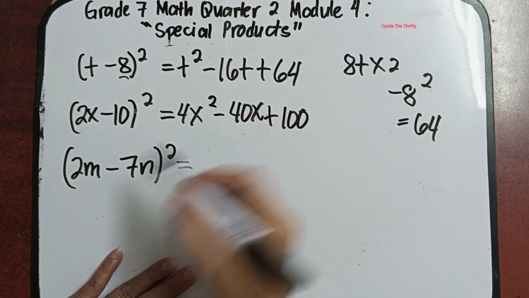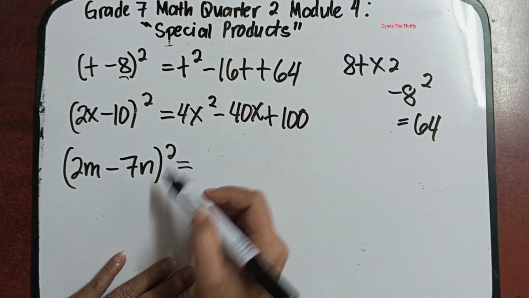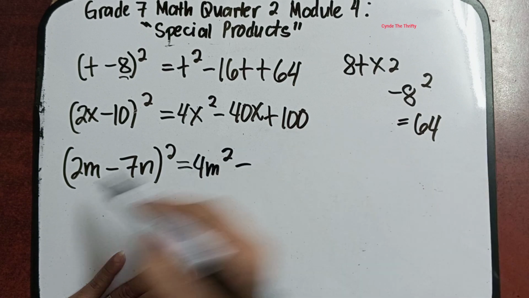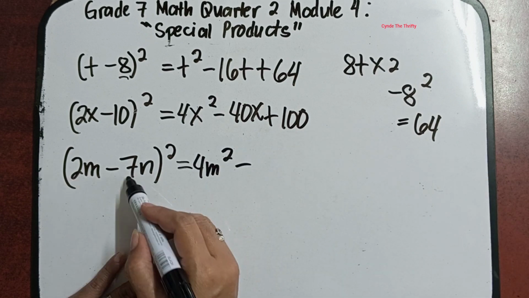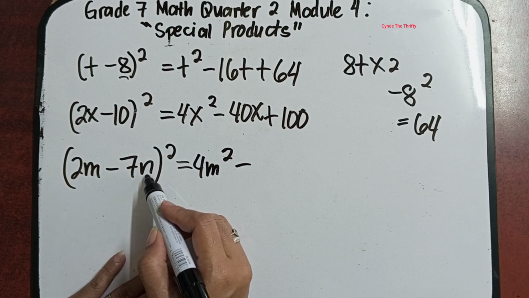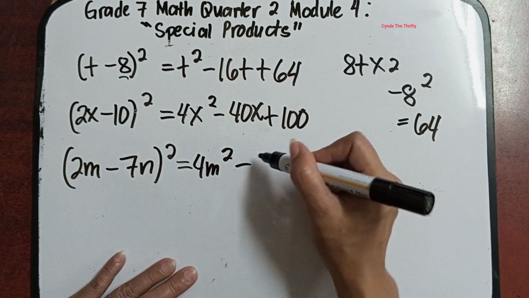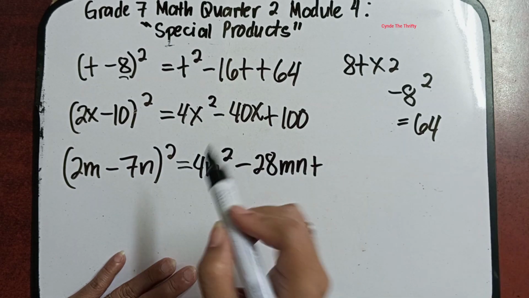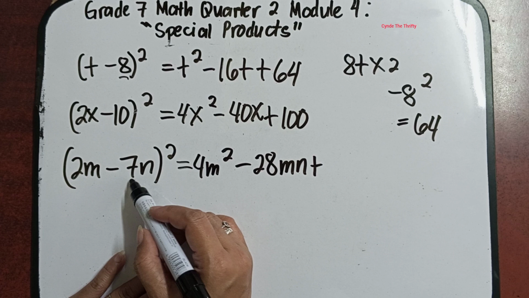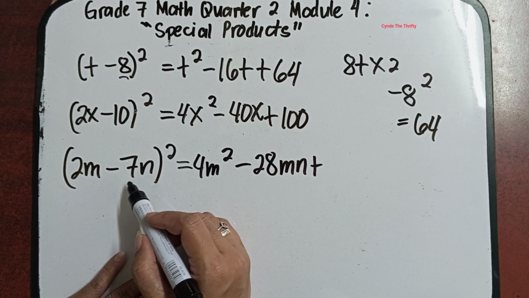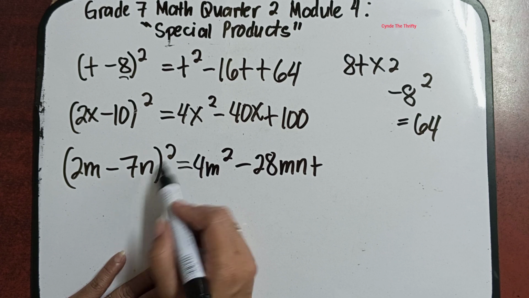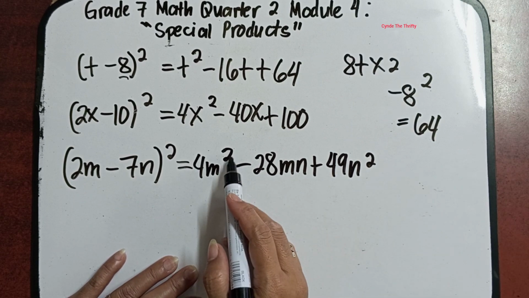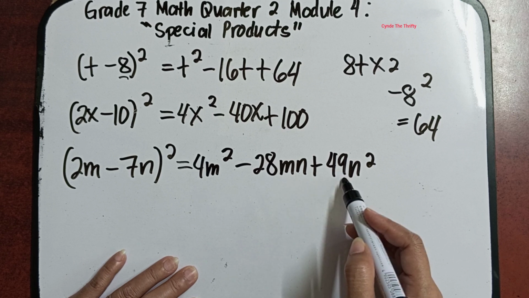Last example tayo, 2m minus 7n squared. Okay, so square natin si first term again. So, 2 times 2 is equal to 4m squared. Minus, i-multiply natin ang first term at second term. So, 2 times 7 equals 14. 14mn. And then, times 2. So, 14 times 2 is equal to 28. Kopyahin lang natin si m at si n. 28mn. And then, plus, i-add natin ang square ng last term. So, ang last term natin is 7n. So, i-square natin siya. 7 times 7 is equal to 49. And then, n squared. So, 49n squared. Okay, so ito na yung sagot natin. 4m squared minus 28mn plus 49n squared.